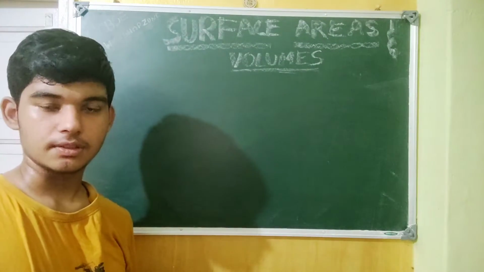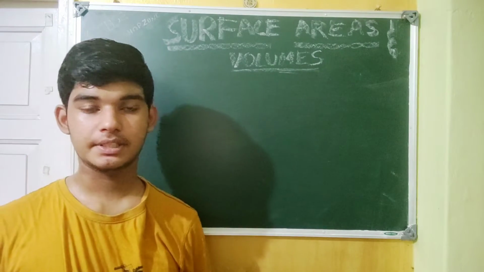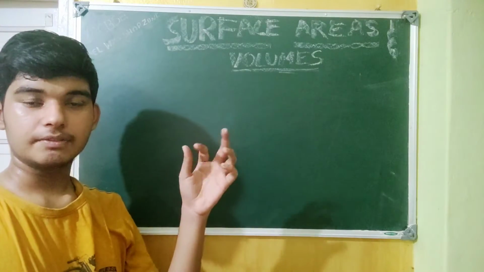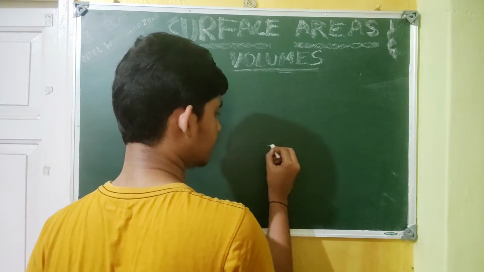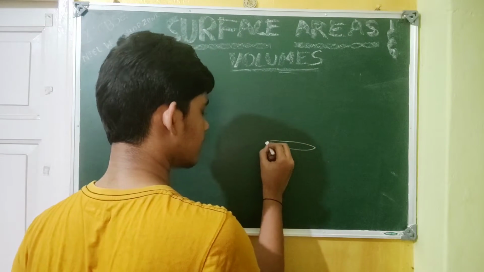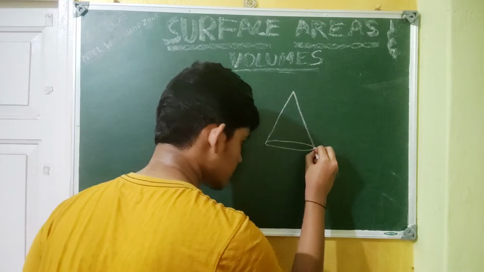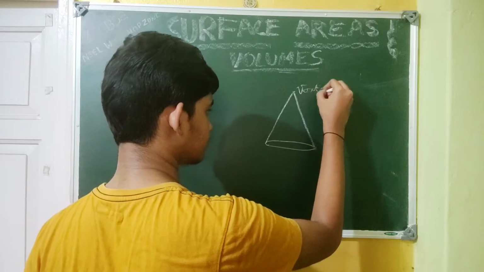So what is a cone? A cone is a three-dimensional object in geometry where it smoothly narrows down from a base to a point, which is also known as the vertex. So for example, we have a base and it smoothly narrows down into a point. This point is also called the vertex.